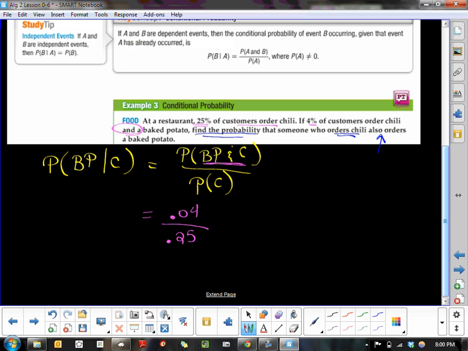Change that to a decimal, and that's our conditional probability, which is pretty simple to reduce here. If you slide your decimal point twice, you're basically multiplying top and bottom by 100. It's 4 out of 25, or 4/25 of a chance. You can convert that to a decimal if you like that look better. If you do, that's about a 16% chance of getting someone who's going to order a baked potato if you know they've already ordered chili. So, calculating conditional probability.